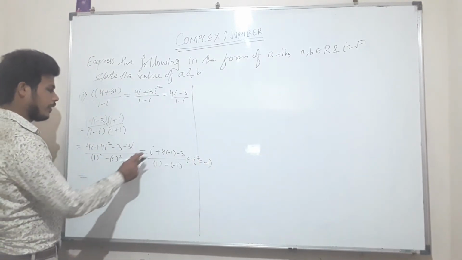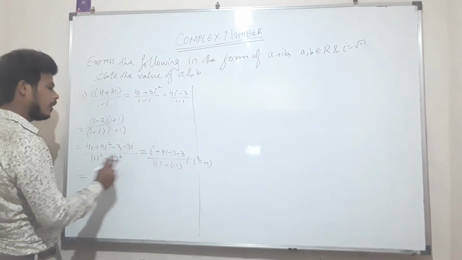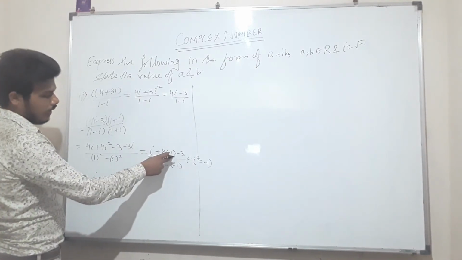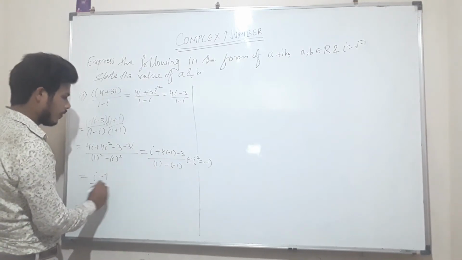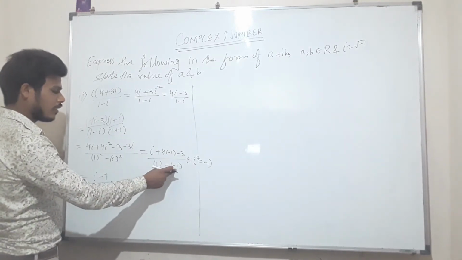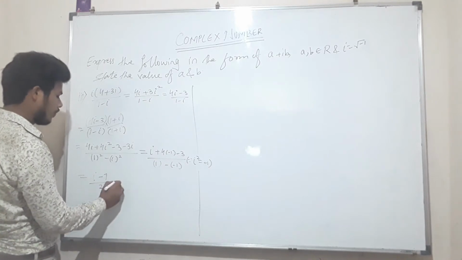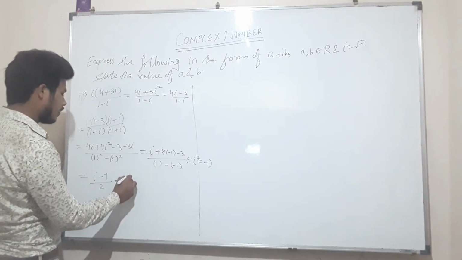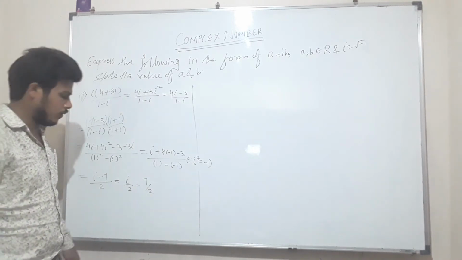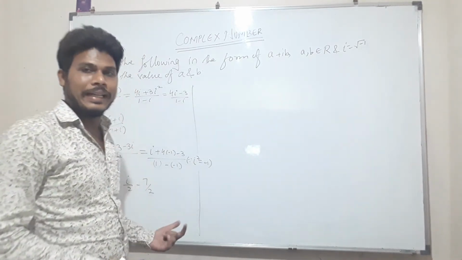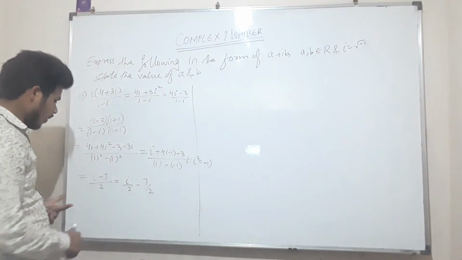So it will be i, 4 into minus 1 is minus 4, and minus 4 minus 3 is minus 7, upon minus plus, so 1 plus 1 is 2. We can split it as i upon 2 minus 7 upon 2. This is the other form, a plus ib.